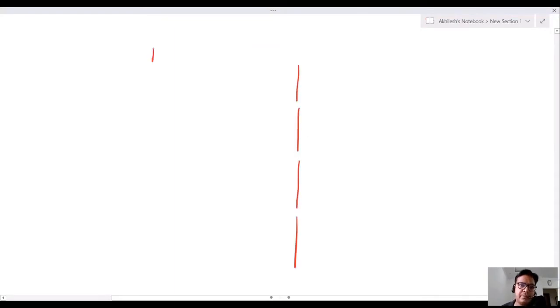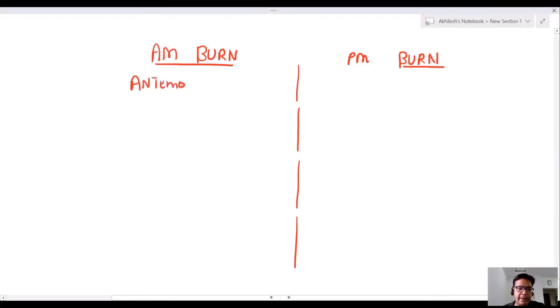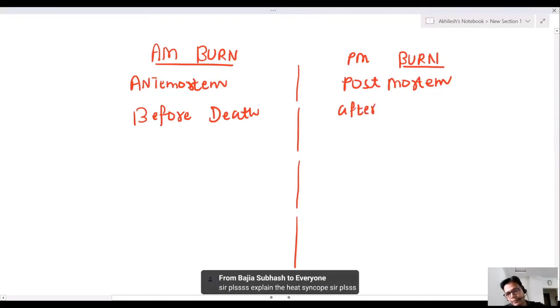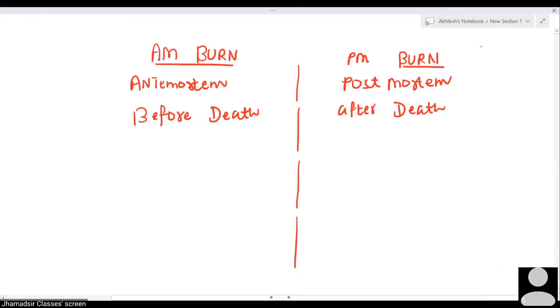How to differentiate antemortem burn from postmortem burn. So here I am writing down antemortem, here postmortem. Antemortem means before death you have burned. Postmortem means after death you have burned. Heat syncope, when you enter 80 degrees centigrade, you get vascular collapse, sweating is not activated.